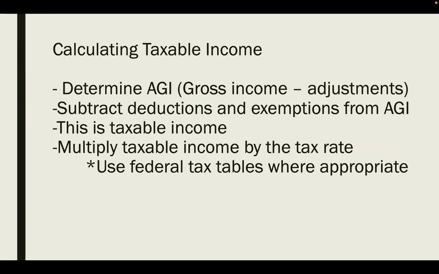Now, calculating the taxable income, the basic idea is the first step, we have to calculate our adjusted gross income. Remember, which is taking the gross income minus the adjustments. Once we have the AGI, then we subtract the deductions and the exemptions from that. Now we have the taxable income. So then we go to the taxable income and we can multiply by our tax rate, and we can use our federal tax tables where appropriate to help figure this out.